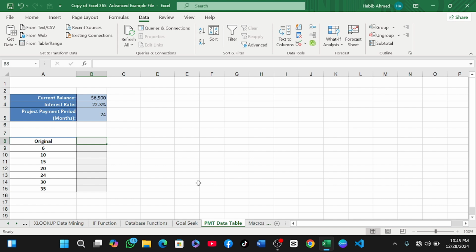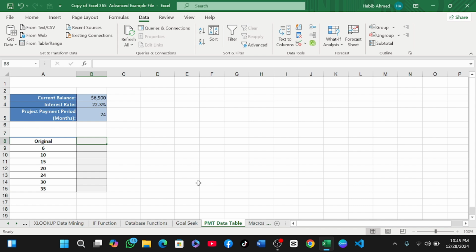PMT is a function in Excel that will calculate the payment amount required to pay off a loan, and it requires you to specify the number of payments you are going to make and also what the given interest will be. For example, in order to calculate what our monthly payments will be, we are going to use payment after payment. After that, we will then use a data table which will take all of our original formulas and replace them with whatever we choose.